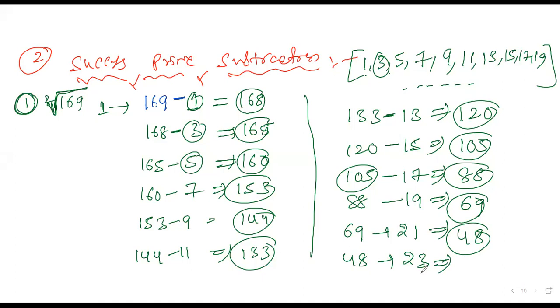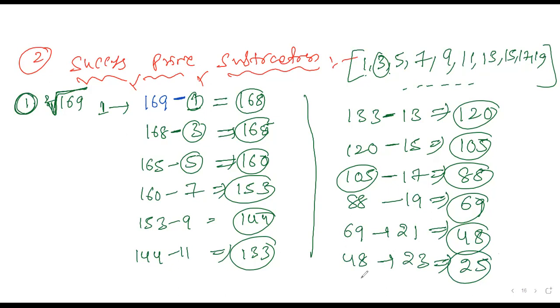You should subtract, it's 23. The number is 25. Clear? Next, you go 25. You subtract with which number? 25. You subtract with 25. What is the answer you got? 0. Till 0 you have to do. Till 0 you have to work on that. Your answer is 0.